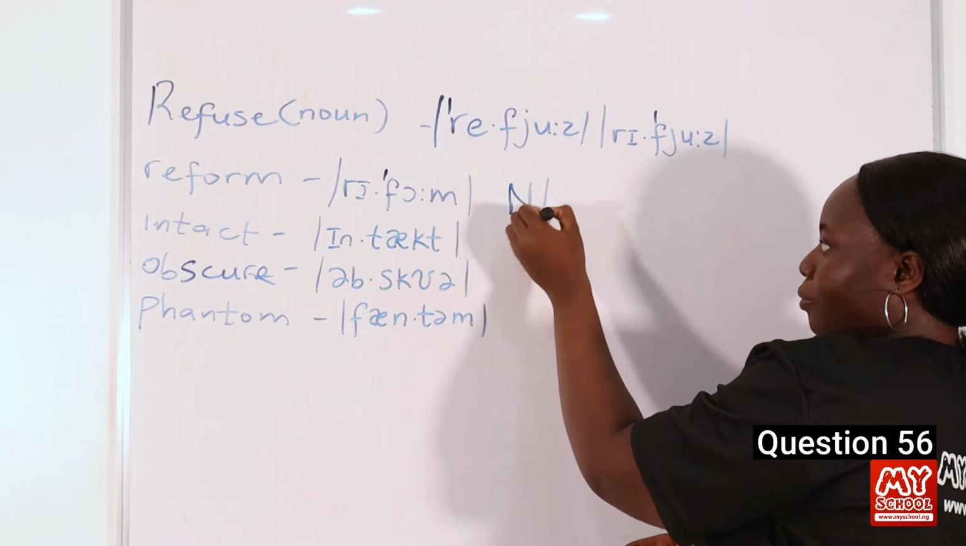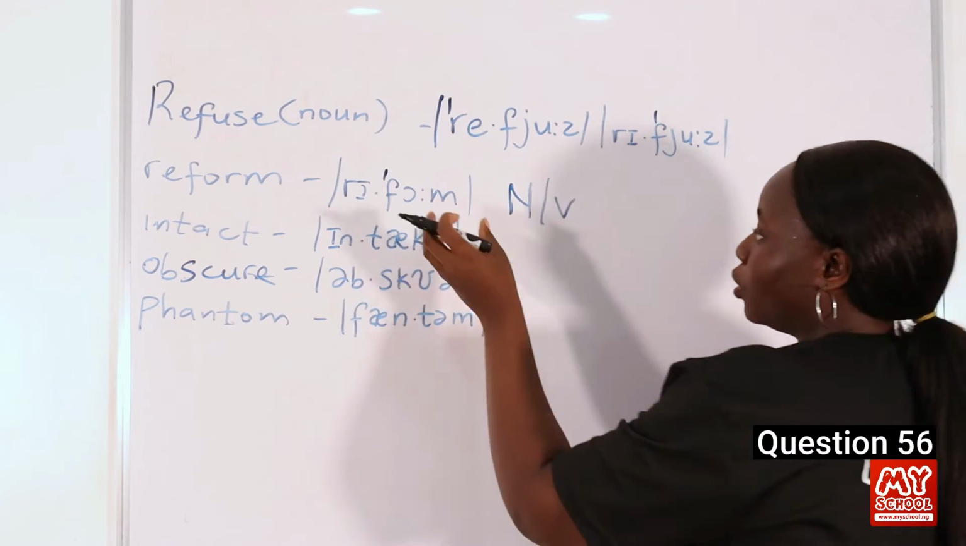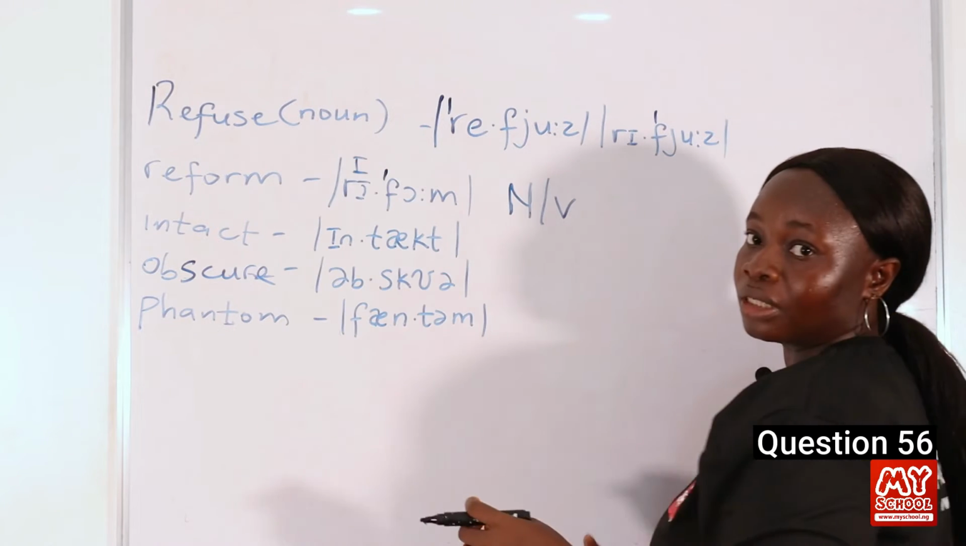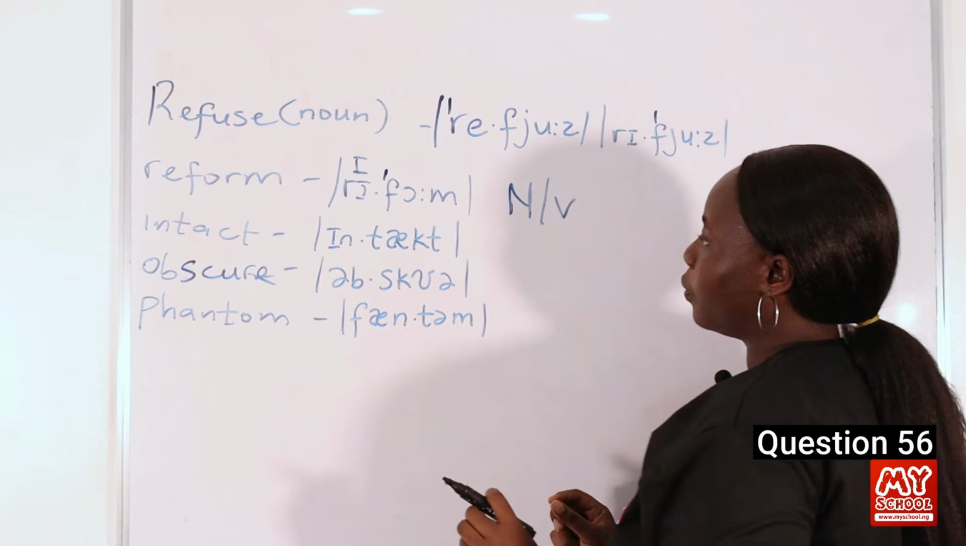a noun or a verb. But in either case, it is going to be on the second syllable, because for the first syllable, we have a weak vowel there, and you never stress a syllable with a weak vowel.